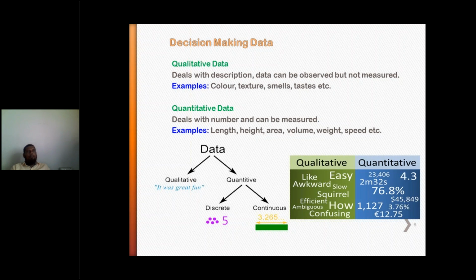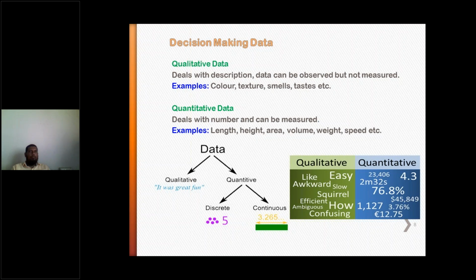So what is the type of data? Decision making data are of two types. One is qualitative data or subjective data, and the second one is quantitative data or objective data. Now, qualitative data deals with description. Data can be observed but not measured. For example, color, texture, smell, taste, etc. These are qualitative. We cannot measure these data by some exact numeric score.